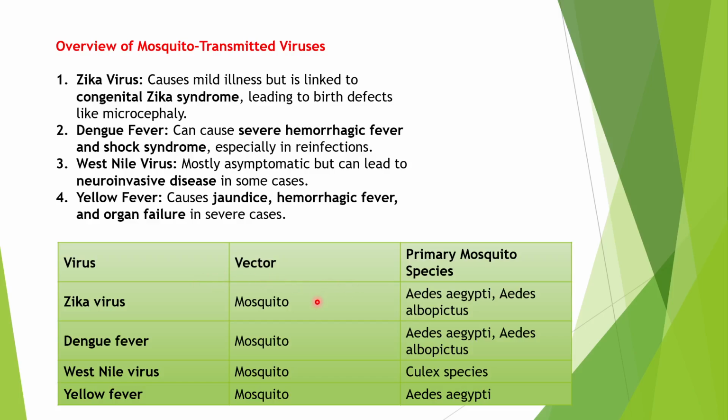So every virus has a specific vector species, even though all of them are transmitted via the mosquito. The primary mosquito species for Zika virus is Aedes aegypti and Aedes albopictus. And for dengue, it is Aedes aegypti and albopictus again. For West Nile virus, it is Culex species, and for yellow fever, it is again Aedes aegypti. All these are vectors for these kinds of viral fevers that are transmitted and have even caused epidemics and pandemics in humans.